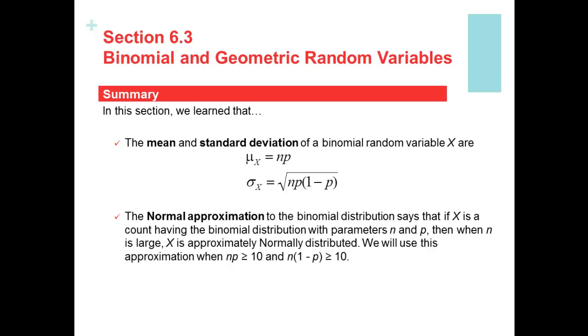The normal approximation to the binomial distributions says that if x is a count having a binomial distribution with parameters n and p, then when n is large, x is approximately normally distributed. We will use the normal approximation when n times p is greater than or equal to 10 and n times 1 minus p is greater than or equal to 10 as well.